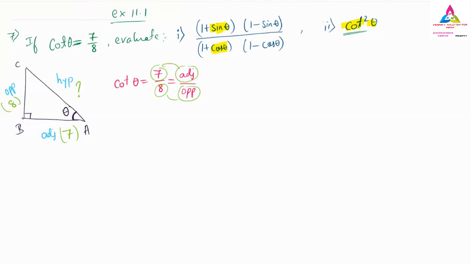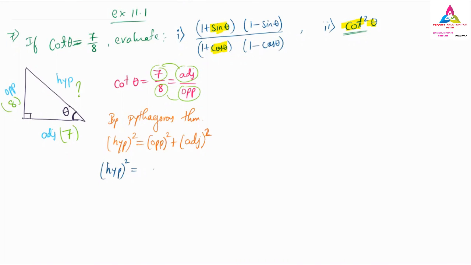So apply the Pythagoras theorem. By Pythagoras theorem, hypotenuse square is equal to the sum of the other two sides, that is opposite square plus adjacent square. If they have not mentioned ABC, we can write it down as hypotenuse square is equal to opposite square plus adjacent square. In hypotenuse we don't know, so we write hypotenuse square as it is. Opposite is 8 square and adjacent is 7 square.